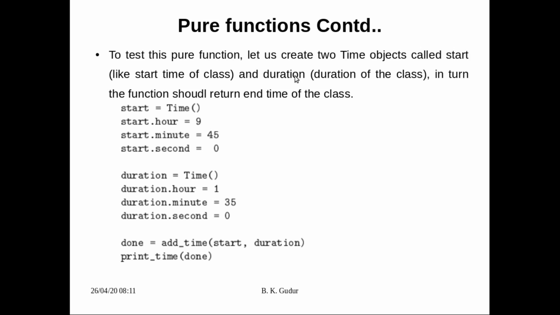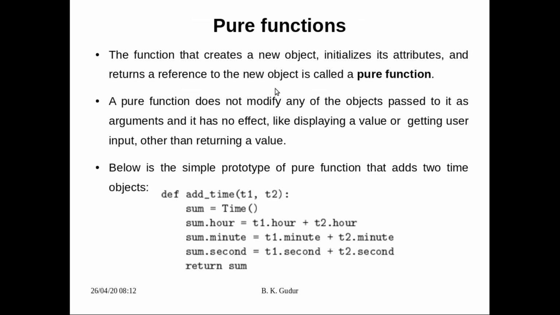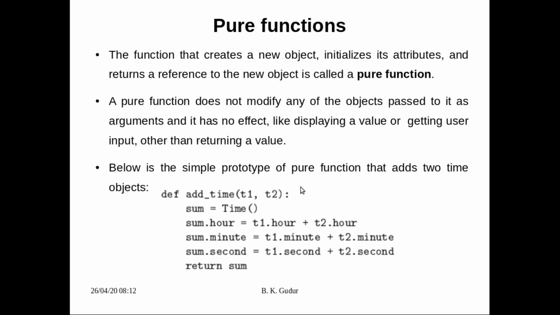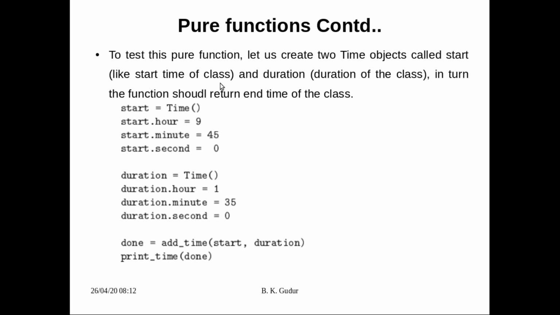Means we are going to add two times. Say t1 is the start time and t2 is the duration of some class or any event in general. This is the start of that event and this is the duration of that event. If we add both, obviously we should get the end time of that event. So this is the function that does that.